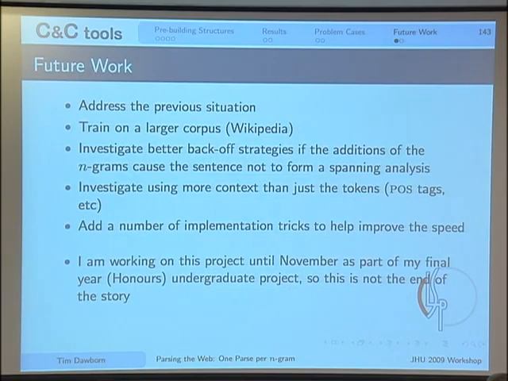So, future work for this project. We need to address this previous situation with the Christmas tree lights. We need to train on a larger corpus such as Wikipedia. Unfortunately, we didn't get to finish this implementation until quite late in the workshop, so we didn't get time to run any big experiments, anything bigger than the Wall Street Journal. We need to investigate some better back-off strategies, so what happens when the parser fails to parse with the first set of constraints, because currently we just throw them all out and try again from scratch.